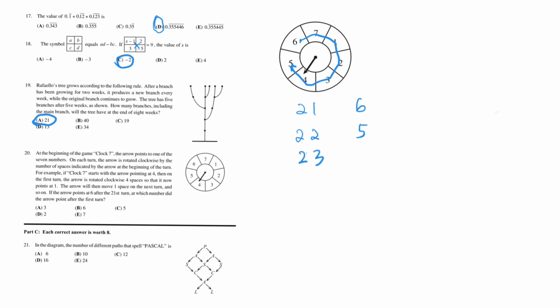On the 23rd, from the 5, go 5 spaces: 1, 2, 3, 4, 5. That's the 3. And then on the 24th, from the 3, 1, 2, 3, back to the 6. From 6, it will continue with 6, 5, 3. That's the pattern. But 6, 5, 3 is the forward pattern, going clockwise.